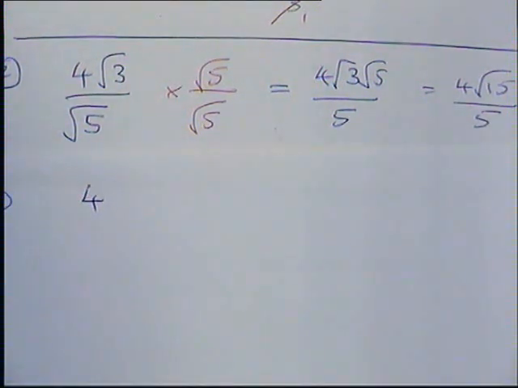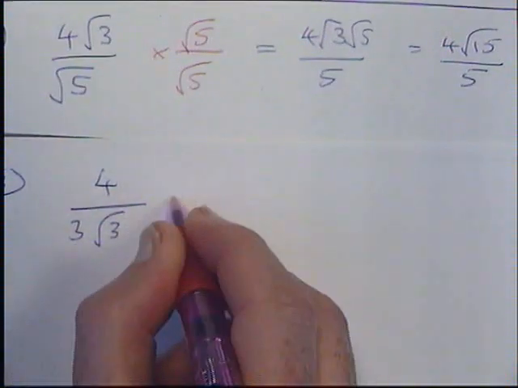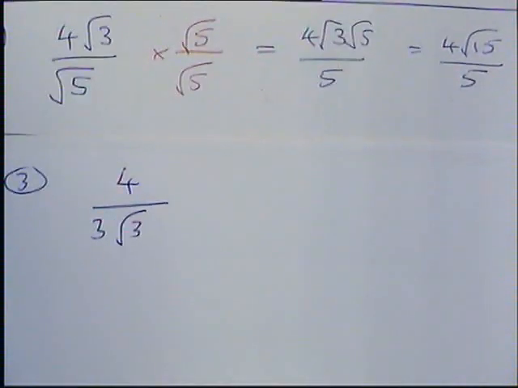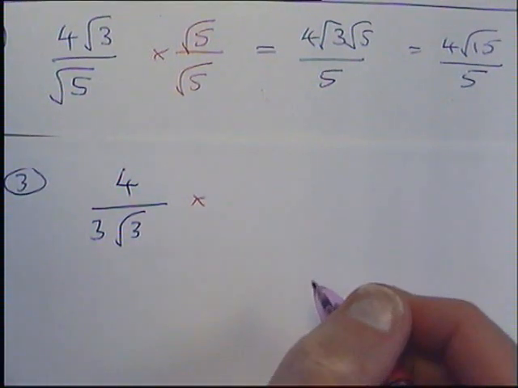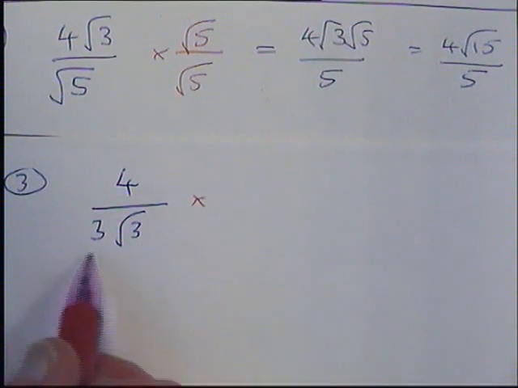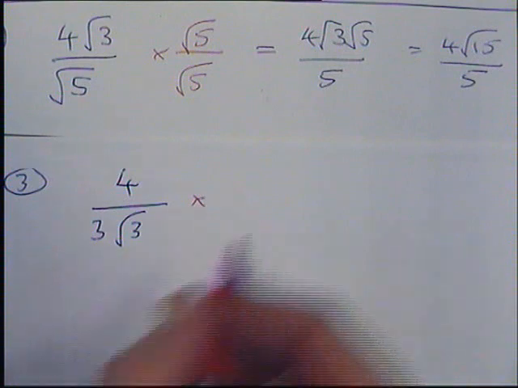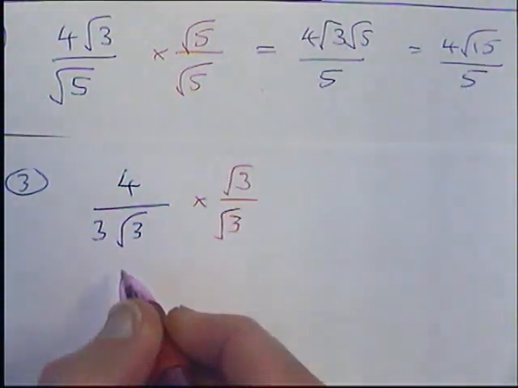Okay, 4 on the top and 3 root 3 on the bottom. Liv, what are we going to times by here, do you think? 3 root 3? Or just root 3? Yeah, it's only the root 3 we don't like. We have no problem with the whole number being on the bottom. So we're just timesing by the root 3 over root 3. It's the root 3 on the bottom we don't like.